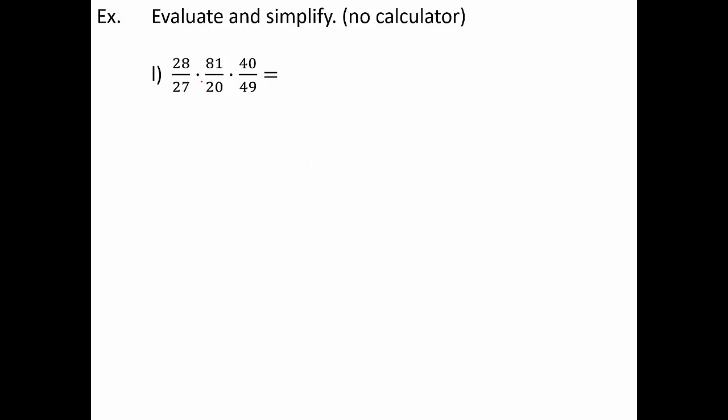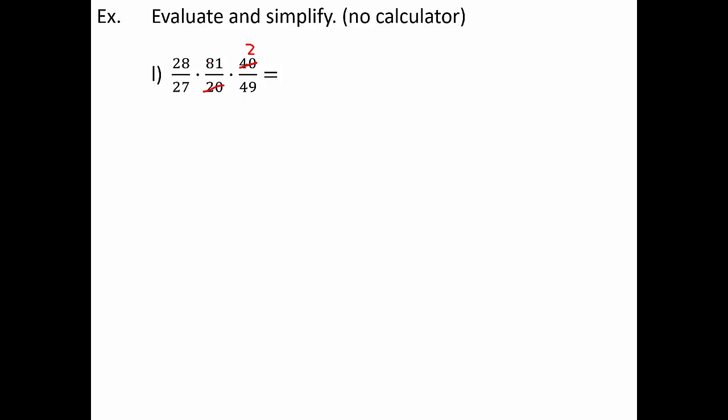So what I'm going to do, I see the 20 and the 40 immediately. I'm going to go ahead and get rid of those. 20 goes into 40 2 times. I then may look to see if the 2 can simplify any further with anything else on the bottom. 27 and 49 are both odd, so that means that 2 is going to be there for the long haul.